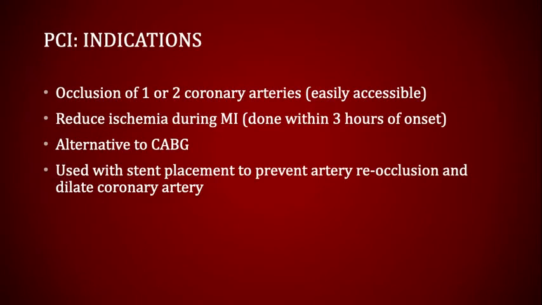So how do we decide if a PCI is indicated? Well, first, that's usually the occlusion of one or two coronary arteries that are easily accessible. Two, to reduce ischemia during an MI, and that's done within the first few hours of onset. So when that client comes in with that STEMI in progress, this is why they go to the cath lab immediately. It's an alternative to a CABG, which is an open heart surgery. And it's used in conjunction with stent placement to prevent the artery from reoccluding, and it dilates the coronary artery as well.